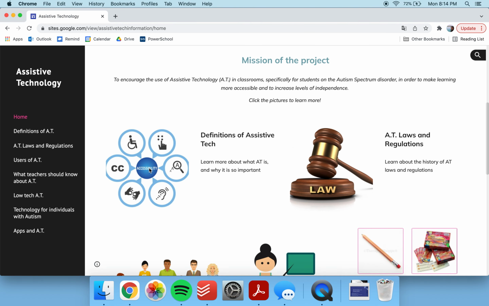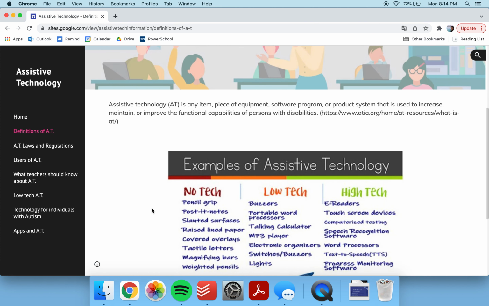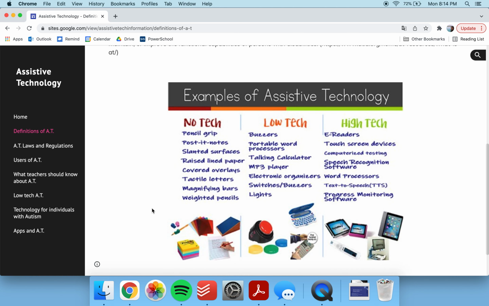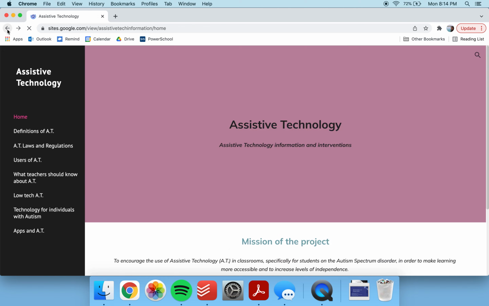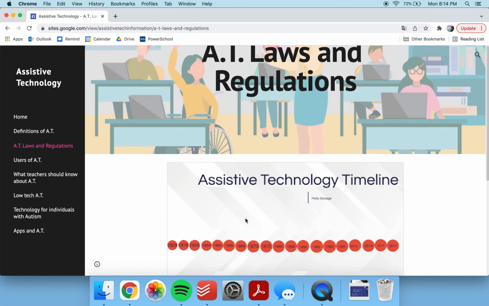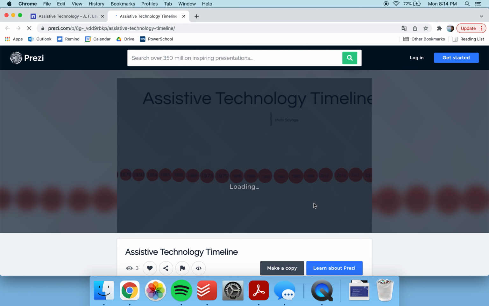So here I just have my definitions of assistive tech. Just a quick definition and then some examples of the different types of AT. For the laws and regulations, I just included the timeline that we had made earlier in the semester, which I used Prezi to make.